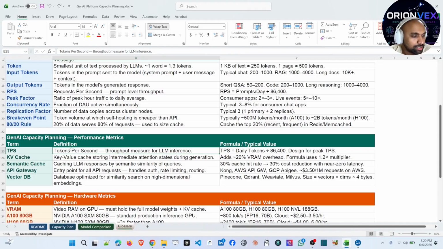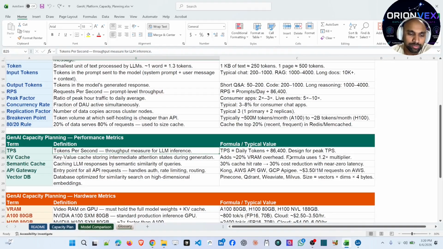Next, come to the key value cache. Key value cache stores the intermediate attention state during generation. That will add up to 20% of the VRAM requirement. VRAM, I'm going to discuss what VRAM is in the upcoming slides. The formula we can use is a 1.2 times multiplier.